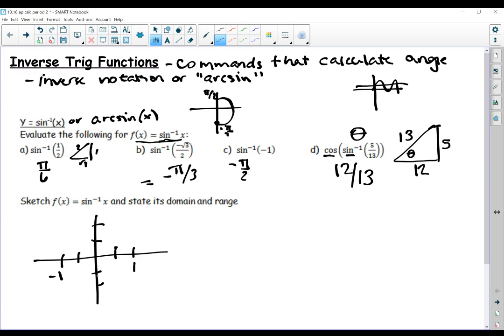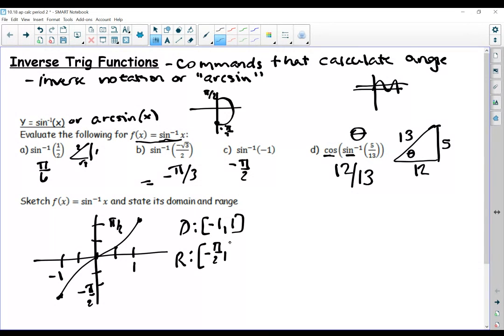So the domain would go from negative 1 to 1. The range is going to go from negative pi over 2 to pi over 2. Okay, we're going to start at negative 1 comma negative pi over 2, 0 comma 0, 1 comma pi over 2. And the graph looks something like this. The domain is negative 1 to 1 inclusive. The range is negative pi over 2 to pi over 2 inclusive.